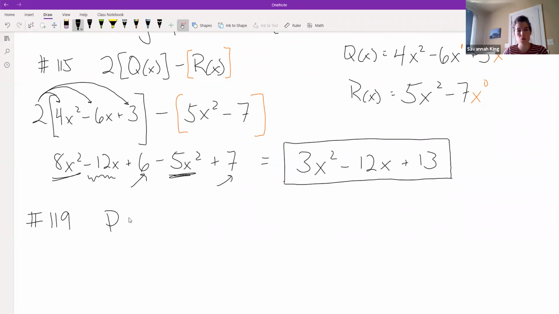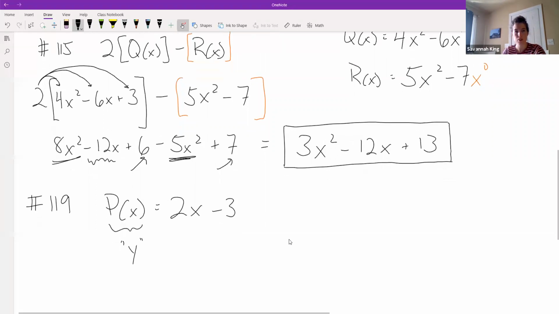119, they give us this polynomial, p of x. Very simple polynomial, 2x minus 3. Back in the day, we would have identified that as a straight line. P of x, just like f of x or any other function notation, is just standing in for what we would have called y back in the day. So y equals 2x minus 3, that's a straight line. It's got a slope of 2 and a y-intercept of negative 3. We know now that in addition to being a straight line, it's also a polynomial. And that's the angle we're focusing on in this chapter. So we've got to do three things to this p of x.